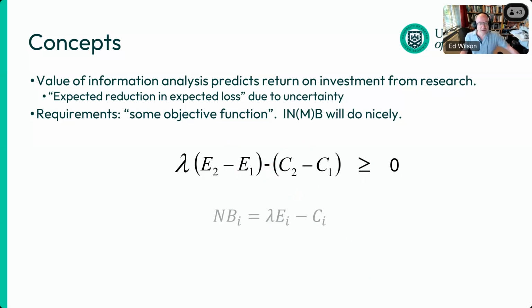The other thing that's worth noting is that you can further rearrange that into the net benefit of each intervention. So we could have lambda E2 minus C2 is the net benefit of intervention 2, and lambda E1 minus C1 is the net benefit of intervention 1, the value of the QALYs minus the cost. So we can express the incremental net benefit as the difference between the two. This is actually kind of useful because if you've got more than two comparators, then you can simply say our decision rule is the option that has the maximum net benefit.